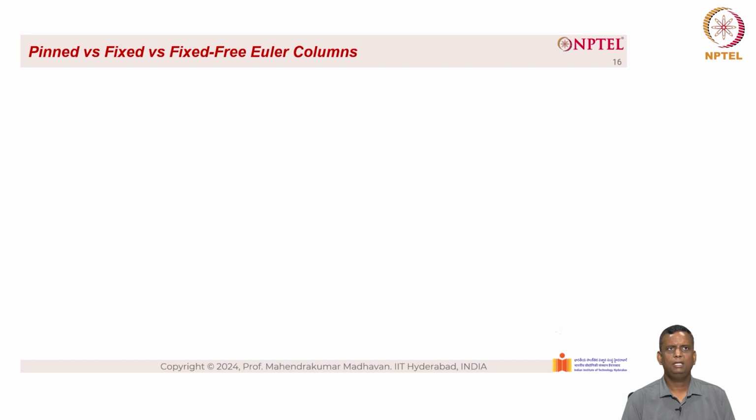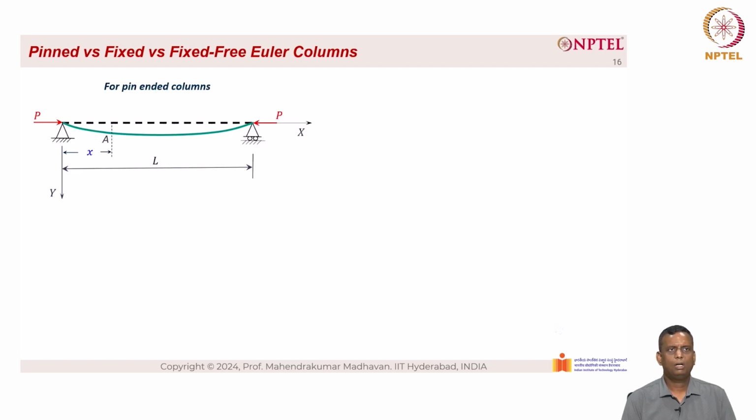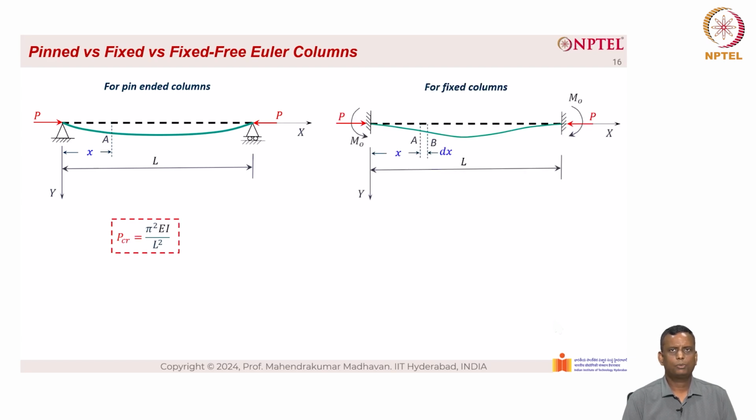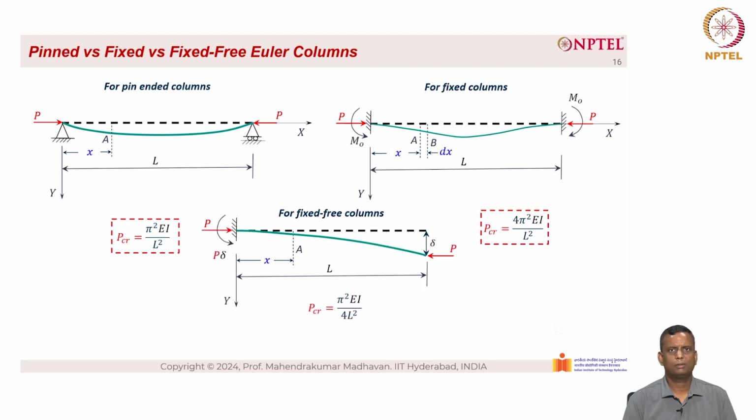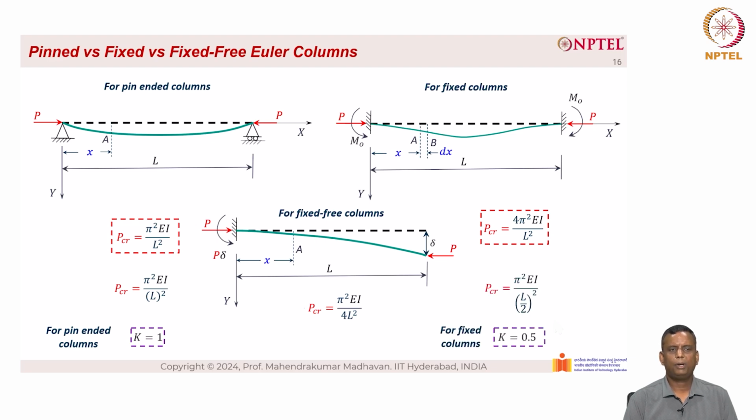Now we have pinned versus fixed-free Euler columns. For pinned end columns, we have P critical equal to pi square EI by L square. For fixed columns, we have P critical equal to 4 pi square EI by L square. For fixed and free columns, we have P critical equal to pi square EI by 4L square. So for pinned end columns, K equal to 1. For fixed end columns, K equal to 0.5. For one end fixed and another end free, K equal to 2.0. The K represents the effective length factor.